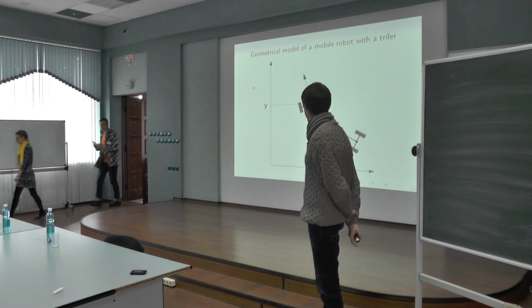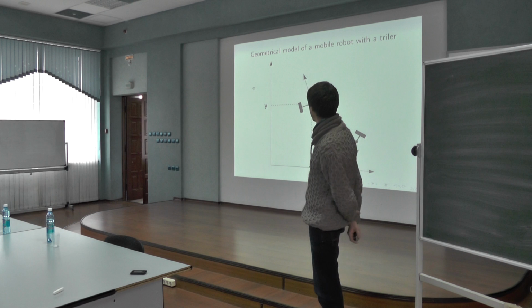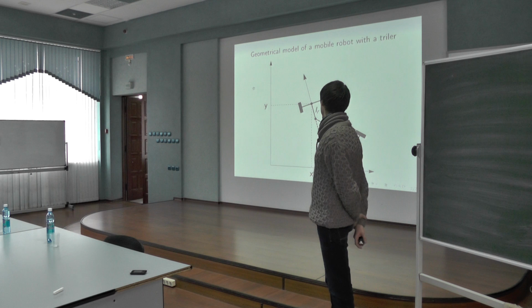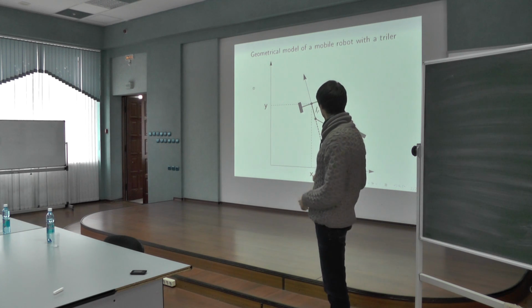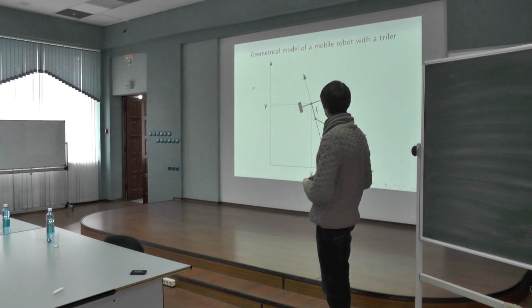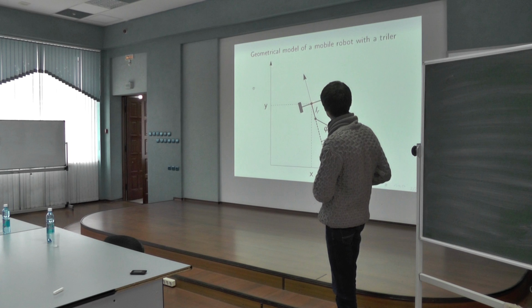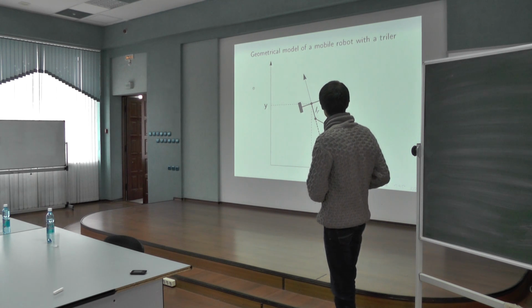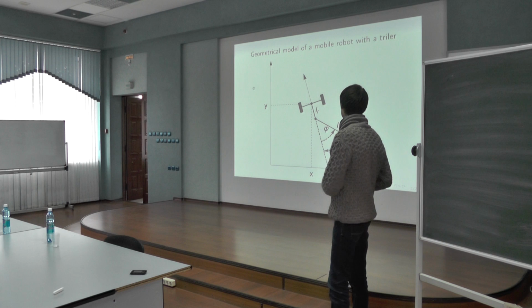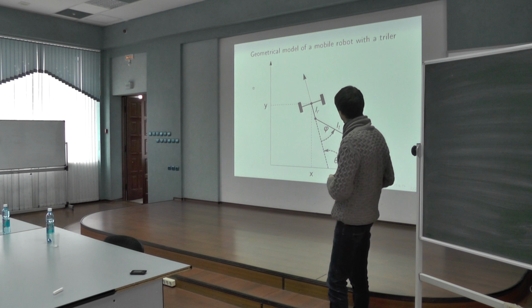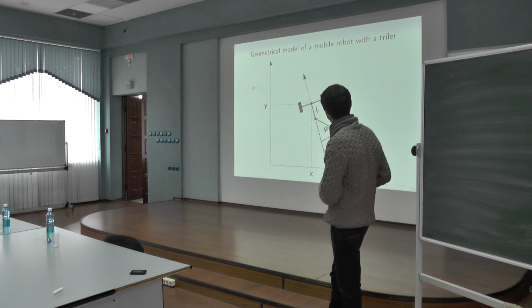Both robot and trailer have one pair of wheels. And the position of the robot is given by the midpoint of its wheels and the orientation of the robot with respect to the axis X. And the position of the trailer is given by the angle phi with respect to the orientation of the robot.